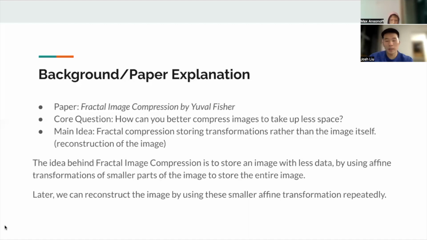So the background and the paper that we chose for this final project is Fractal Image Compression by Yuval Fisher, and the core question of that paper was how you can better compress images to take up less space. The main idea is that fractal compression actually stores the transformations rather than the image itself, which normal compression does, and it just reconstructs the image using affine transformations.